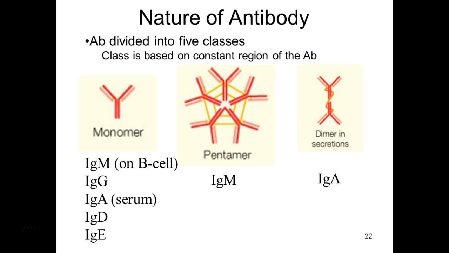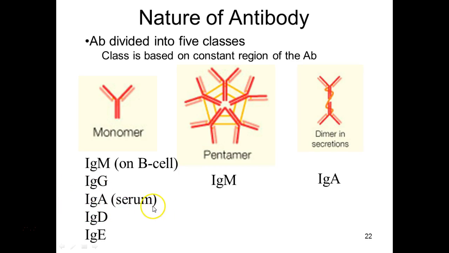So these are our 5 classes. And most of them are always in this monomer form, this very simple Y structure that we've looked at, where you have the 2 antigen binding sites, your heavy and light chains, that stem, that Fc region. On your B cells, the actual B cell receptor is the IgM class of antibody in this form. And so the Fc portion is just embedded into the membrane, and then the antigen binding sites are sticking out to interact with antigen. IgG is always in this monomer form.